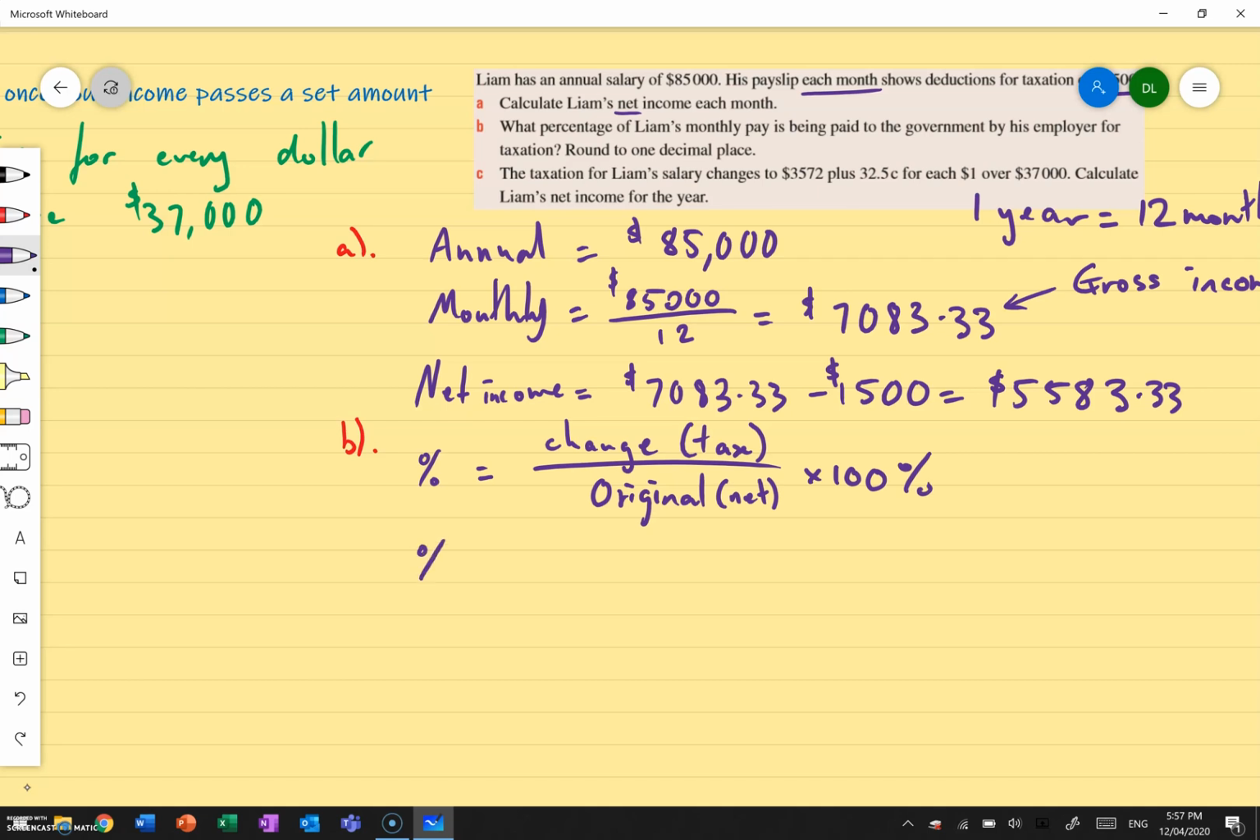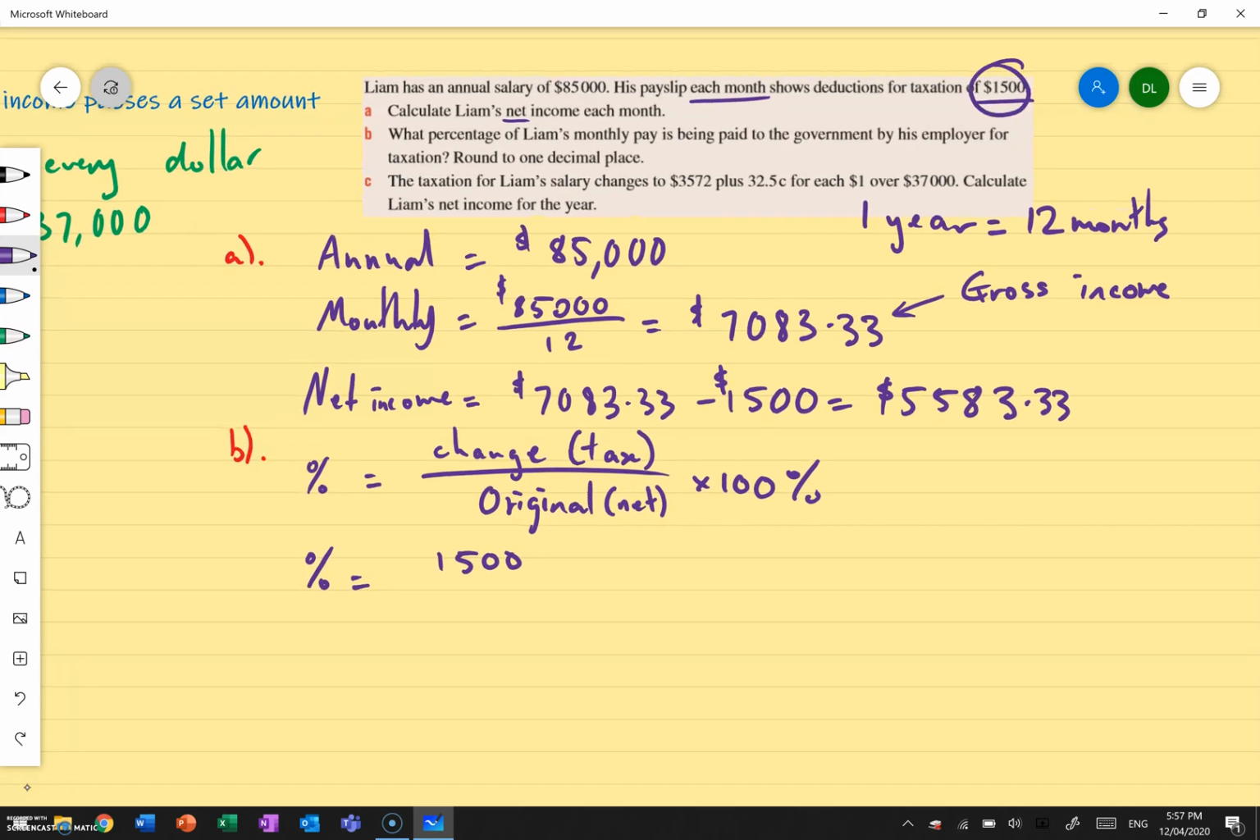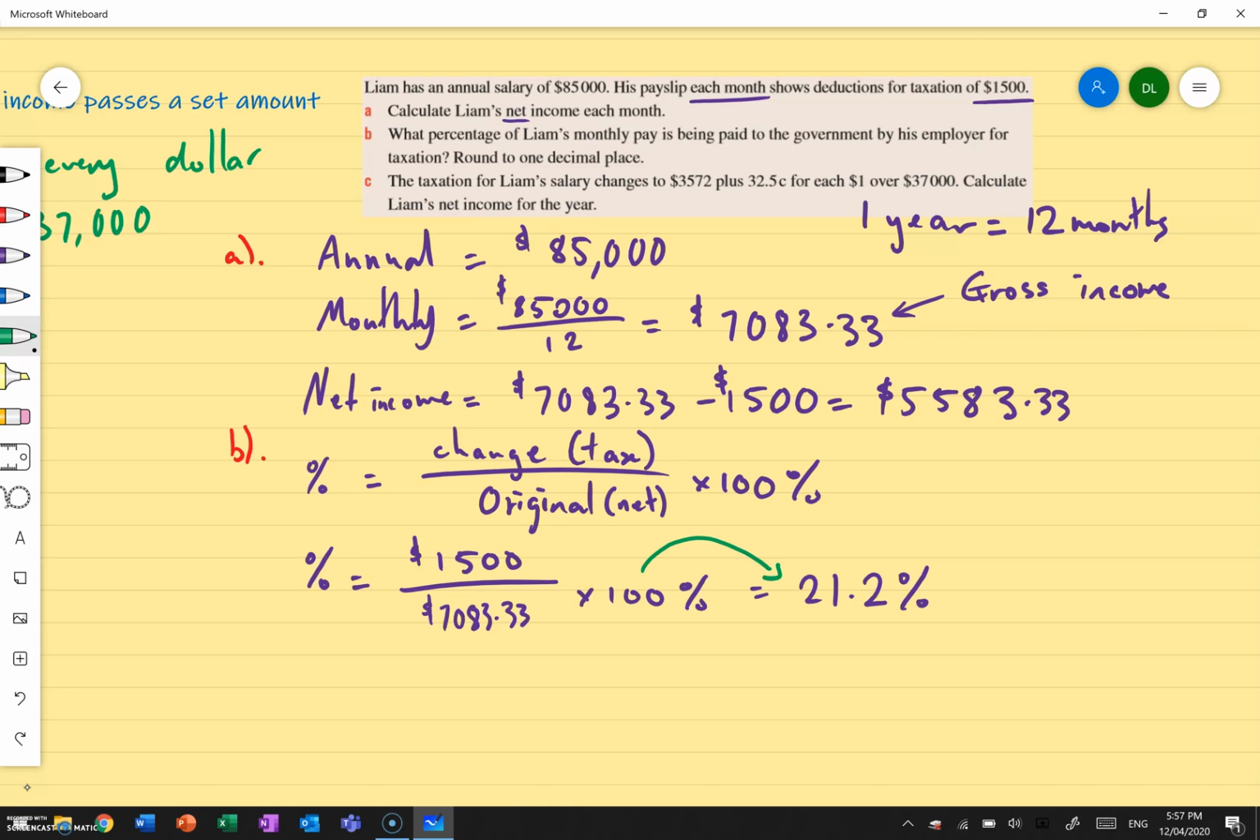So I end up with our percentage is equal to our tax, so $1,500. Remember, our tax is the one up here. So $1,500 divided by 85,000. So not 85,000. We're looking at our monthly tax. Remember, they both have to be monthly. So our monthly amount is $7,083.33. Multiply this by 100%, and we get an answer of 21.2%. And you would use a calculator to go from this step to this step. Great. Let's do C, our last question.